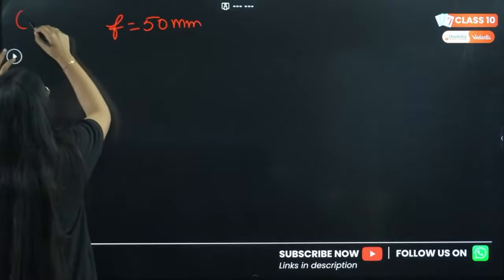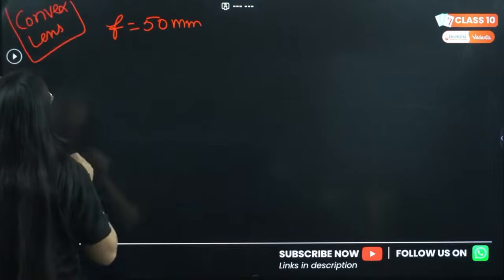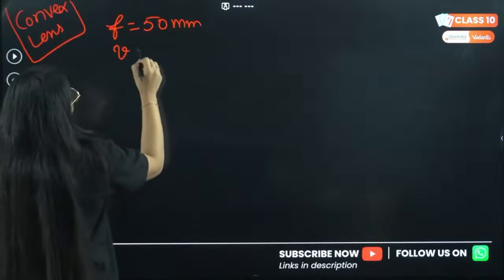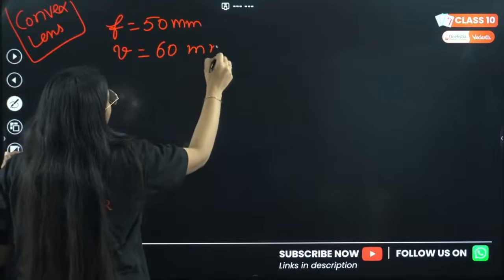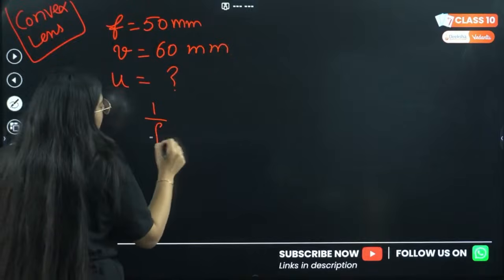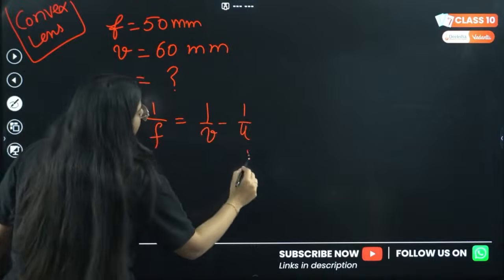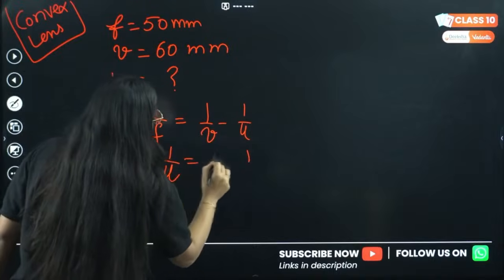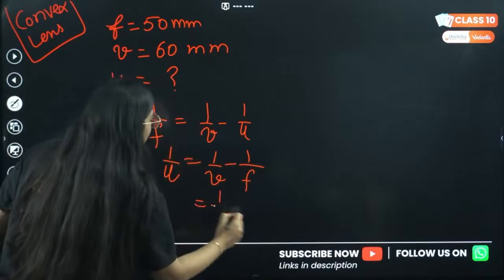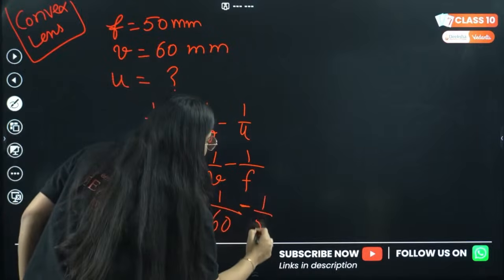Correct? And my lens was what? Convex lens. Correct? It was a convex lens. So focal length 50 mm, image distance will be 60 mm. V will be 60 mm. Correct? Now we just need to find u. So I can directly use the lens formula, 1 by v minus 1 by u equals 1 by f. 1 by u can be found out by this formula, 1 by v minus 1 by f. Okay, now 1 by v is 60 mm, minus f is 50 mm.